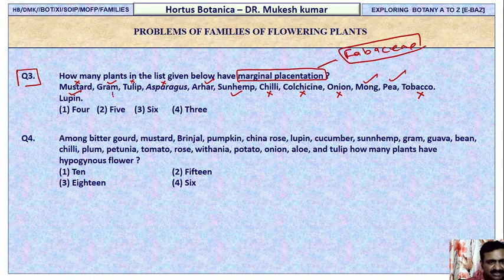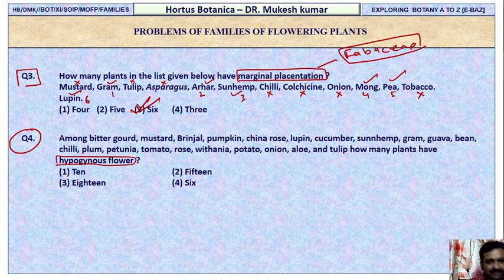Now count how many. This is 1, 2, 3, 4, 5, and 6. Yes, the total number is 6. In this way, you have to learn the examples and find out the answer. Now, the fourth question. Among these plants, so many plants are there, you have to find out the hypogynous condition.